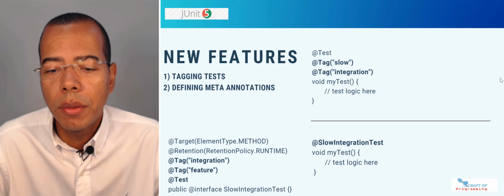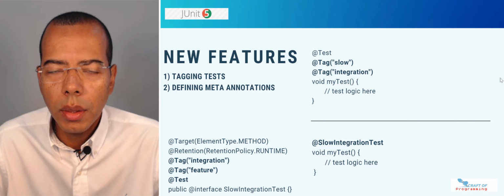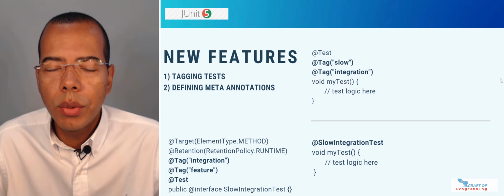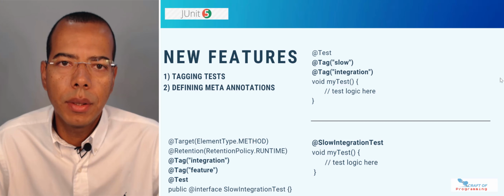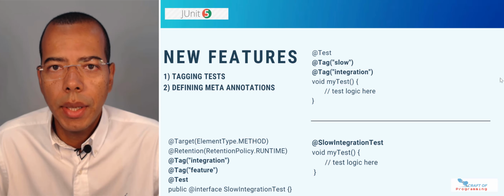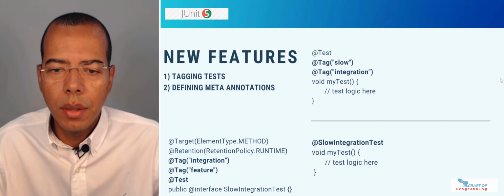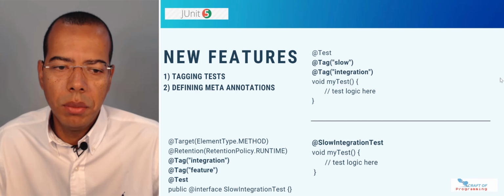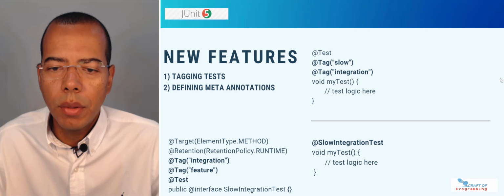Obviously, if you define the slow integration test custom or meta annotation, then it's more expressive. This is a really nice way for you to tag your tests, and then you can use these to do includes and excludes, just like the way you did for categories. So this is a brand new feature in JUnit 5, and it's less boilerplate code, less code to write, for a similar feature that you have in JUnit 4 for categories.